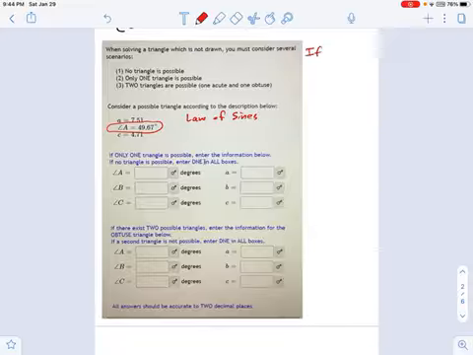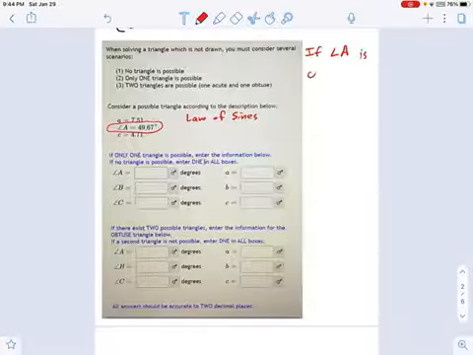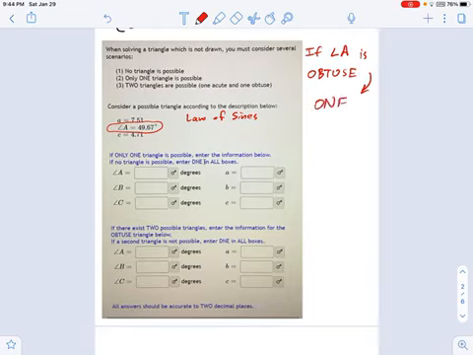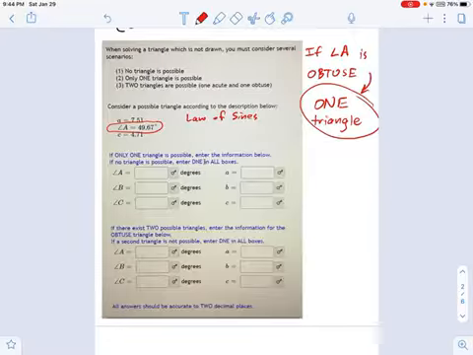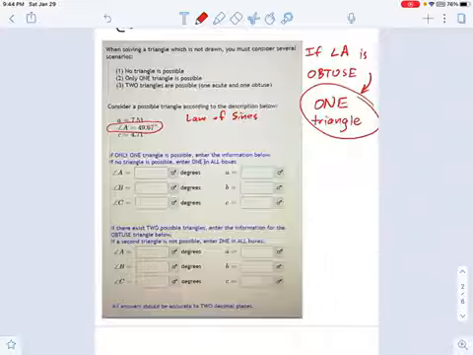If the given angle, in this case it's A, could be anything, if angle A is obtuse, that makes this pretty quick. You only have one triangle possible. It might not exist. You might have a DNE case, but at most you're going to have one triangle. You can't have two triangles if that given angle is obtuse. But we have an acute angle, which means we have to think a little bit more about this one.